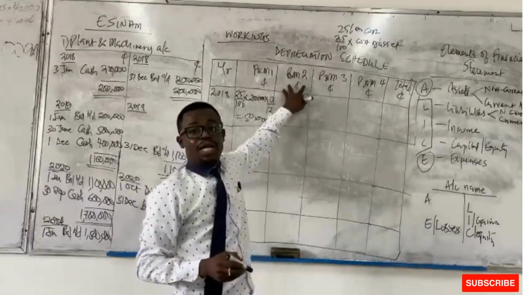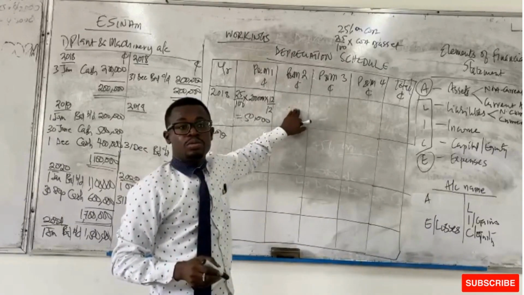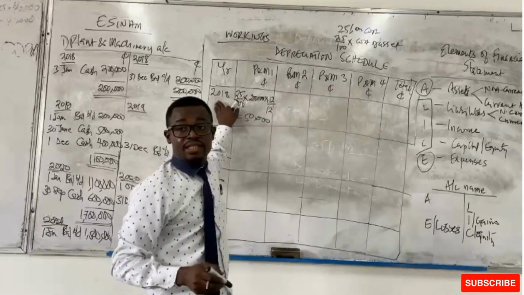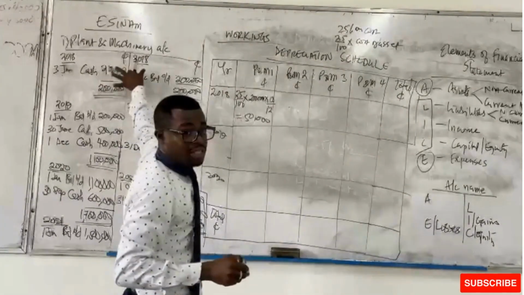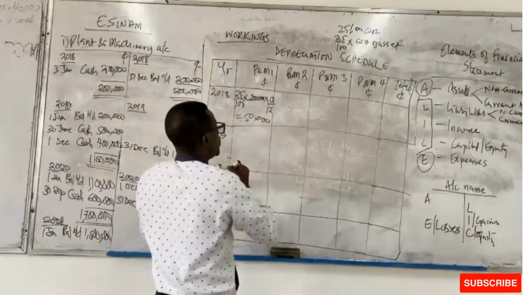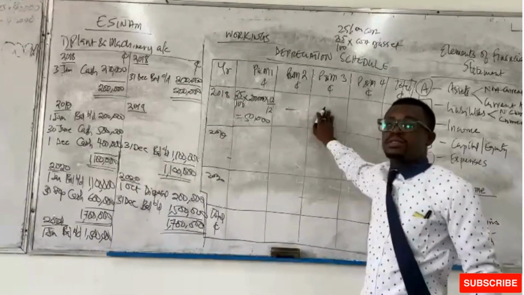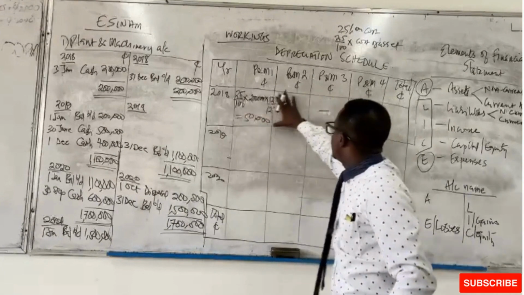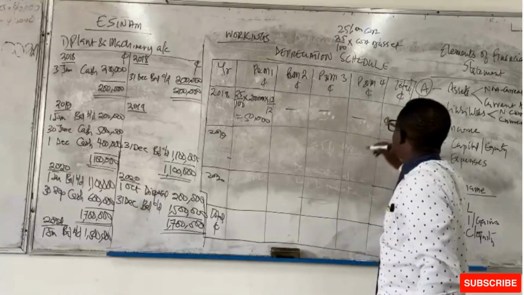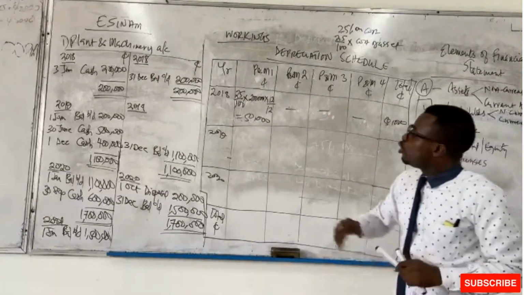Now let's proceed. Plant and machinery 2, P&M 2. Was it purchased in 2018? No. Look at the plant and machinery account. P&M 3, no. P&M 4, no. So in 2018, what's the total depreciation? 50,000. Then we proceed to 2019.